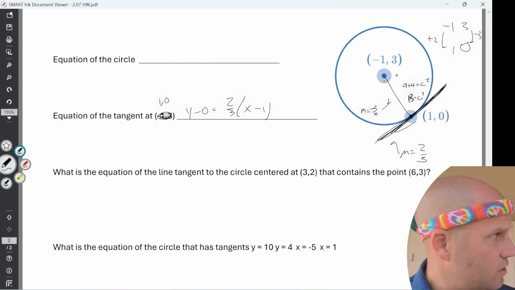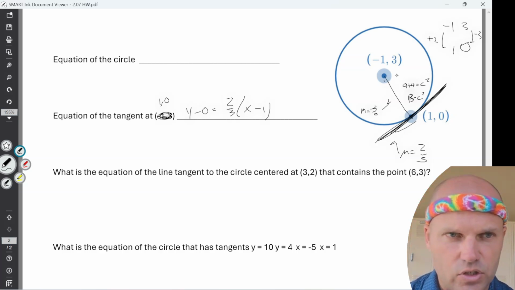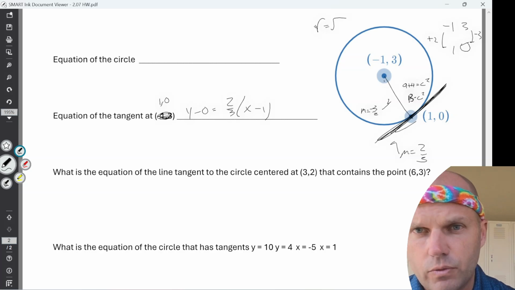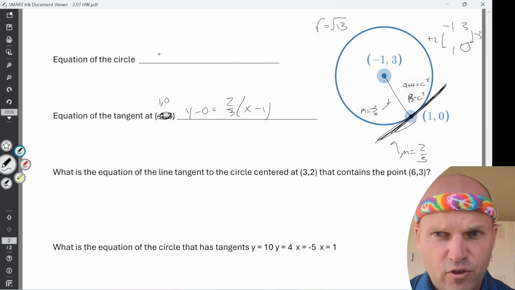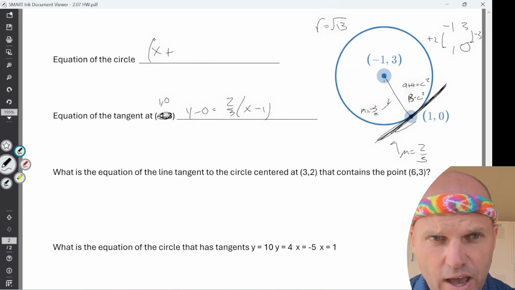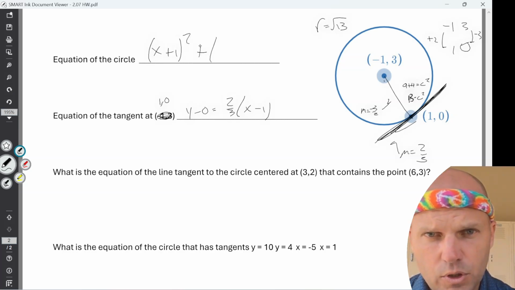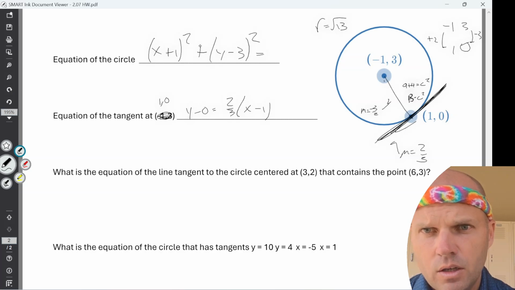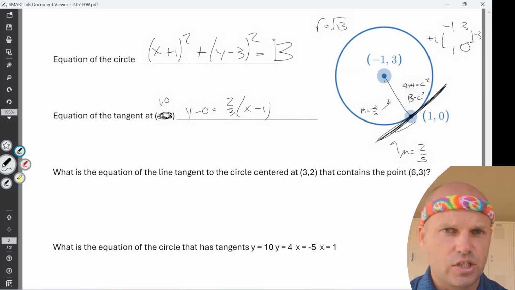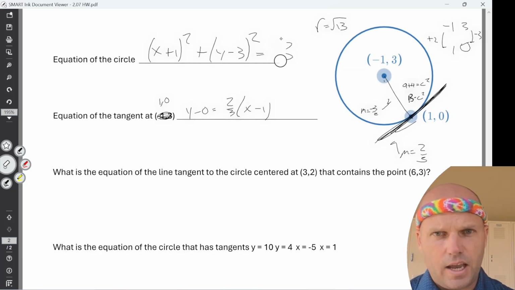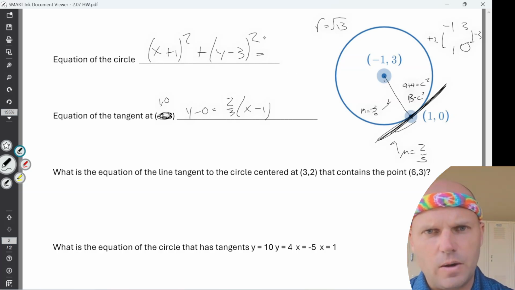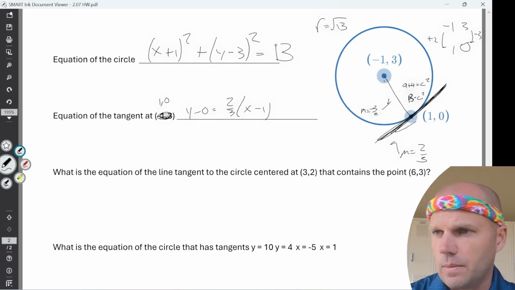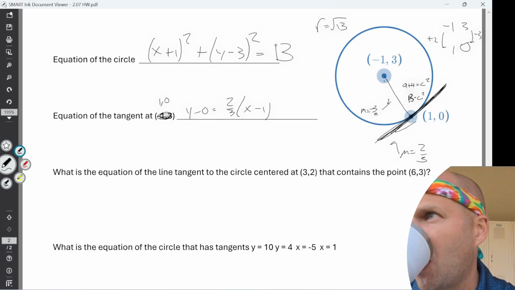So I want c squared. Yes, c is root 13. That's the radius of the circle. So r is root 13. However, for the equation of the circle, I'll have (x + 1) squared plus (y - 3) squared equals 13, c squared. And again, where does that equation come from? It just comes from the Pythagorean theorem.